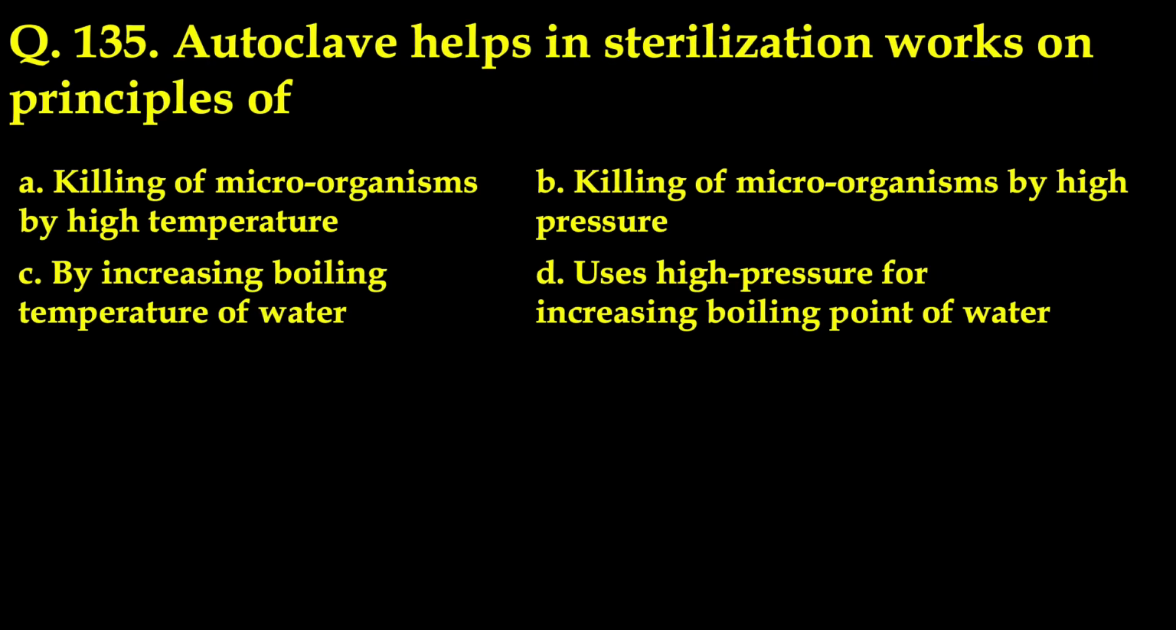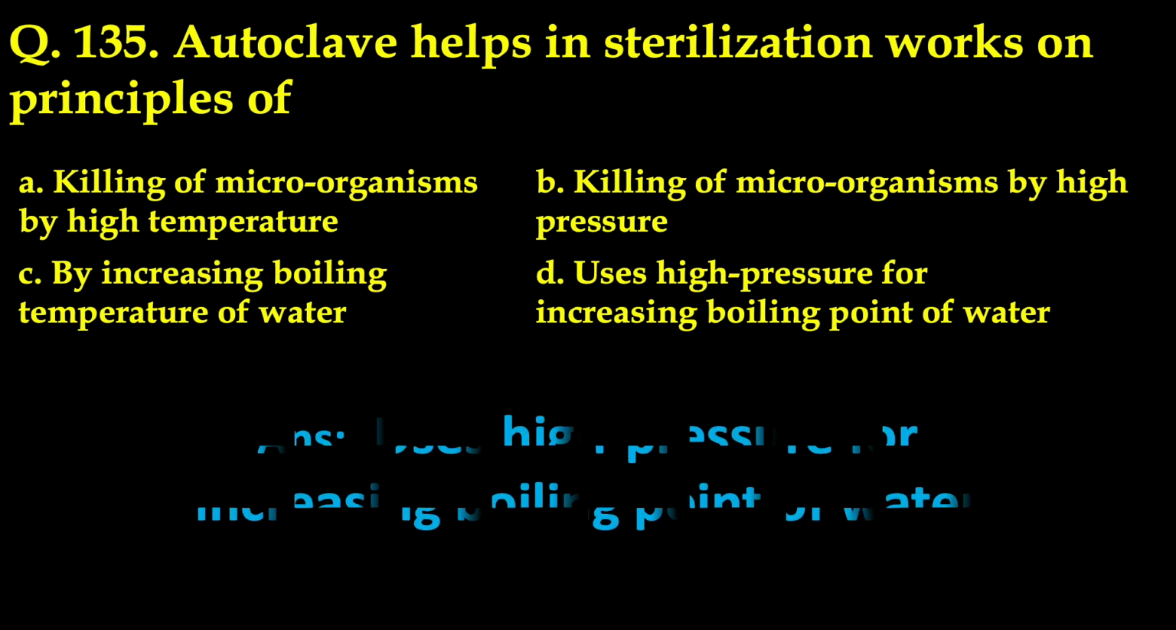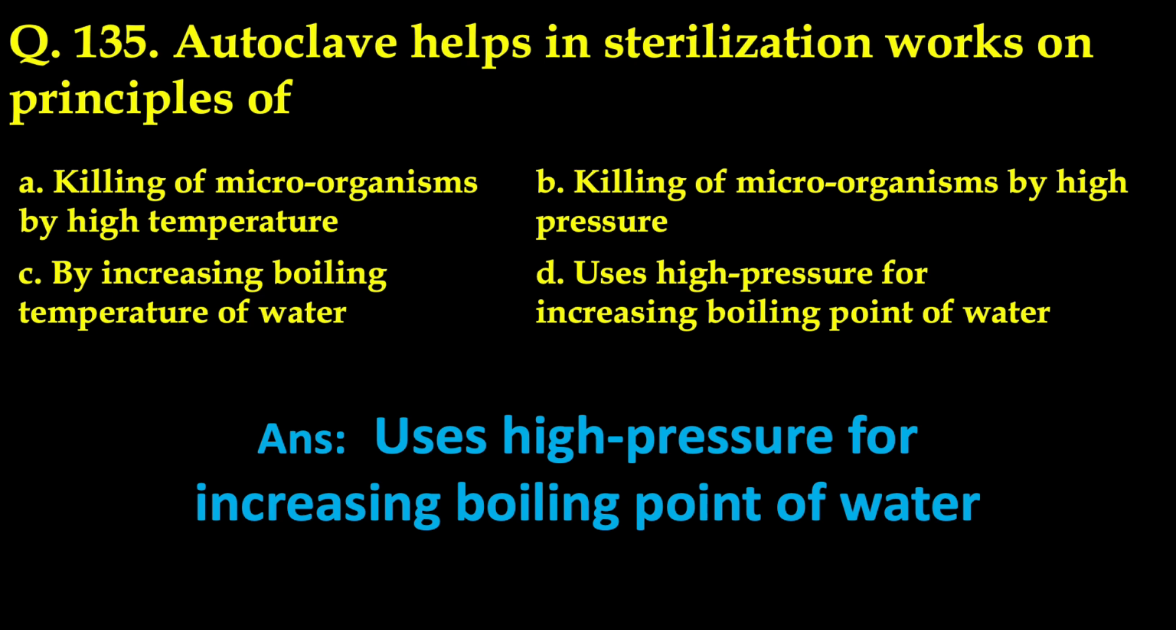Next question is: autoclave helps in sterilization, working on the principle of... there are 4 options. Out of these 4 options, the correct answer is: uses high pressure for increasing the boiling point of water. As we know, autoclaving is a process that uses moist heat to sterilize equipment and supplies. The autoclave is a sealed device that kills microorganisms using saturated steam under pressure.